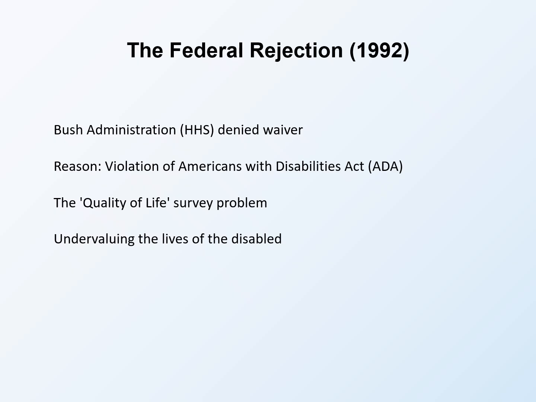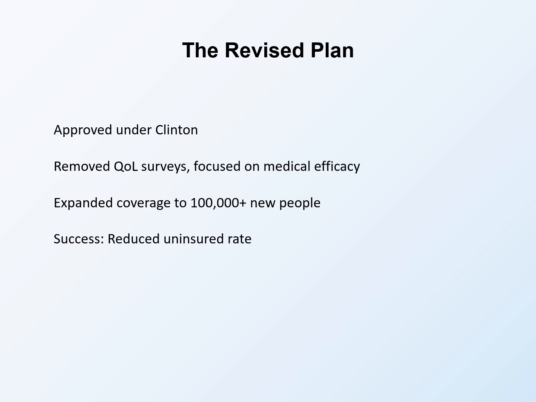The feds argued this was discrimination. You cannot use the prejudice of the healthy to devalue the lives of the disabled. People in wheelchairs rate their quality of life quite high. Oregon had to redo the math to remove this bias. Oregon tweaked the formula, removing the suspect survey data and focusing more on medical efficacy. Does the treatment work? Rather than quality of life judgments. The Clinton administration approved it.